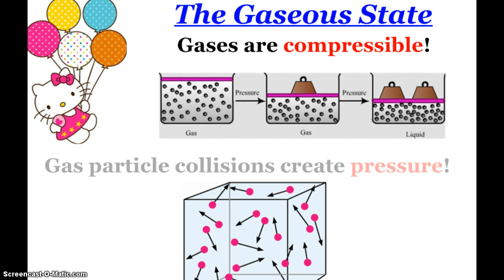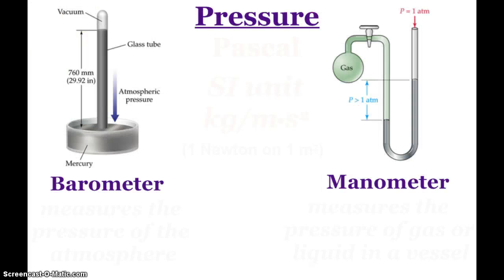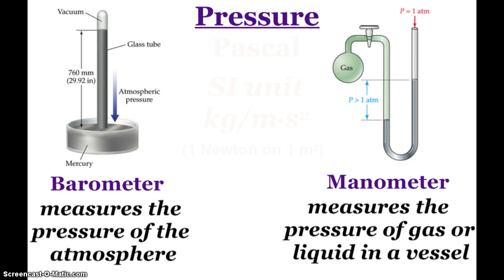The other important thing to remember is that gas-particle collisions create pressure. And this wasn't always the belief, and we'll talk about that in a little bit. But pressure is by far one of the more important variables that we discuss when we're talking about the gaseous state. So when looking at pressure, there are two main instruments that are used to measure it. First, we've got a barometer, and second, we have a manometer. I apologize if I mispronounce that, but that's how I say it. Barometers measure the pressure of the atmosphere. Manometers measure the pressure of a gas or a liquid that's in a vessel, so more like in a chemistry lab.